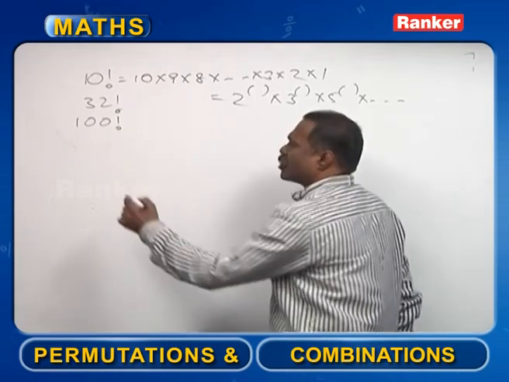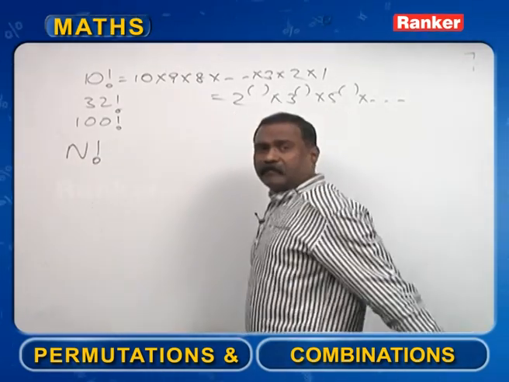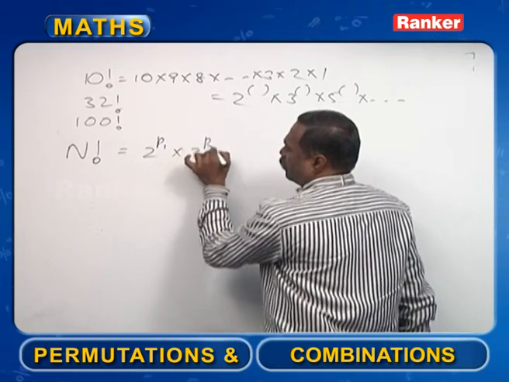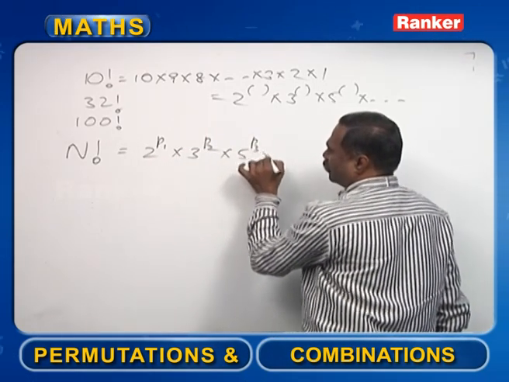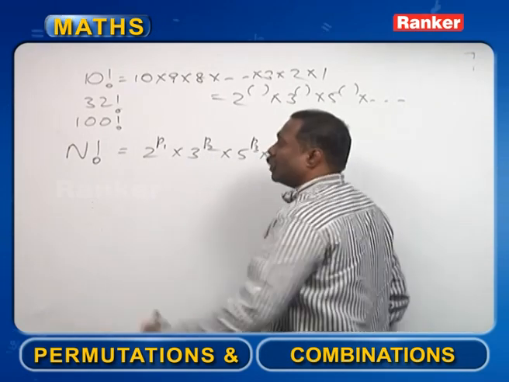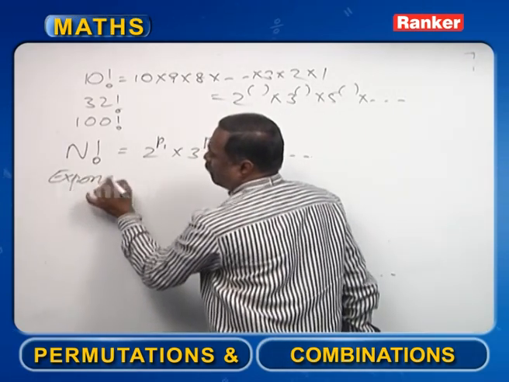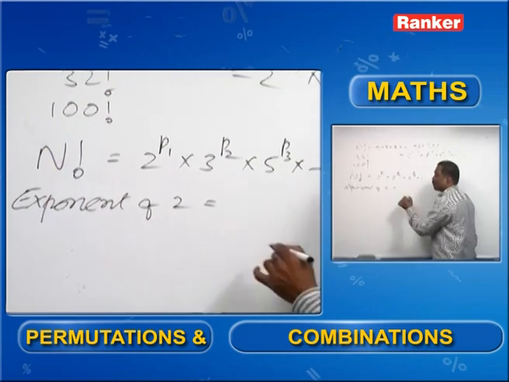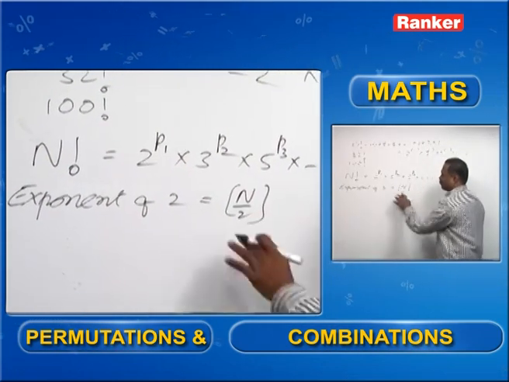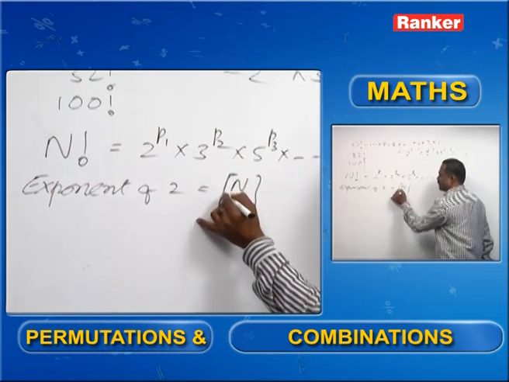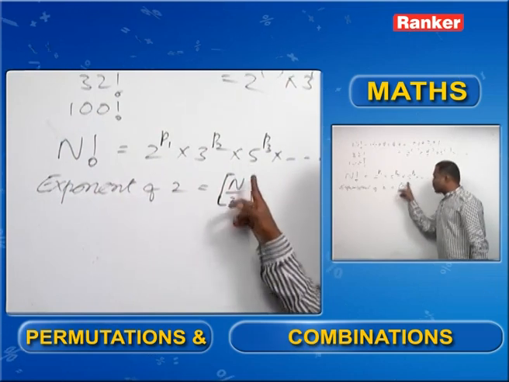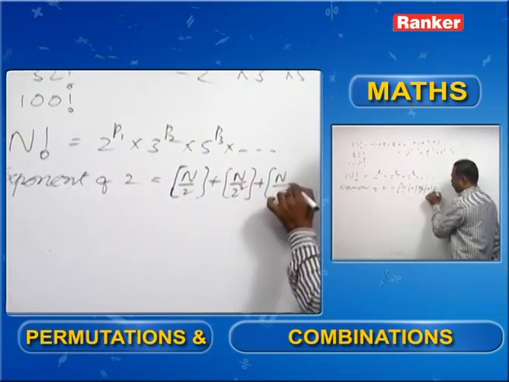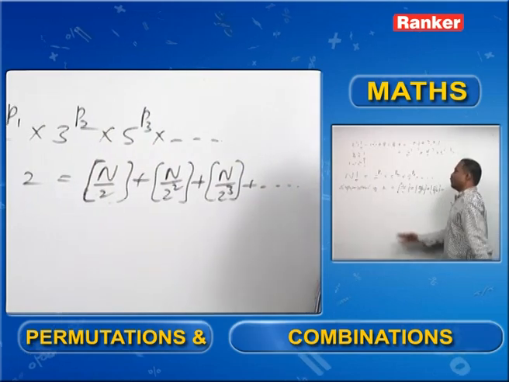The derivation of the formula is not needed. Just understand that n factorial can be written as 2 power P1, 3 power P2, 5 power P3, into so on. If you need the exponent of 2, it should be written like this: step of n upon 2 (this is the greatest integer function, all of you know that) plus step of n upon 2 square plus step of n upon 2 cube and so on. This will give you the exponent of 2.